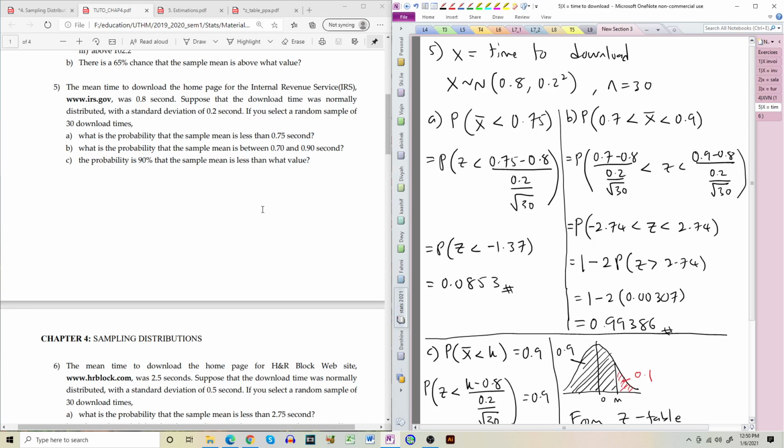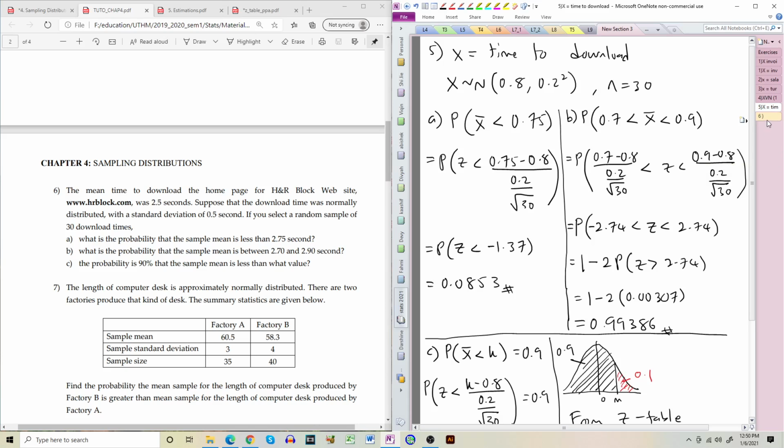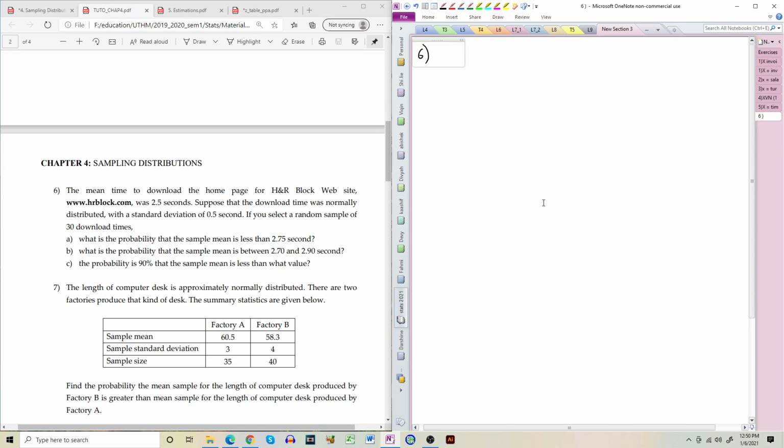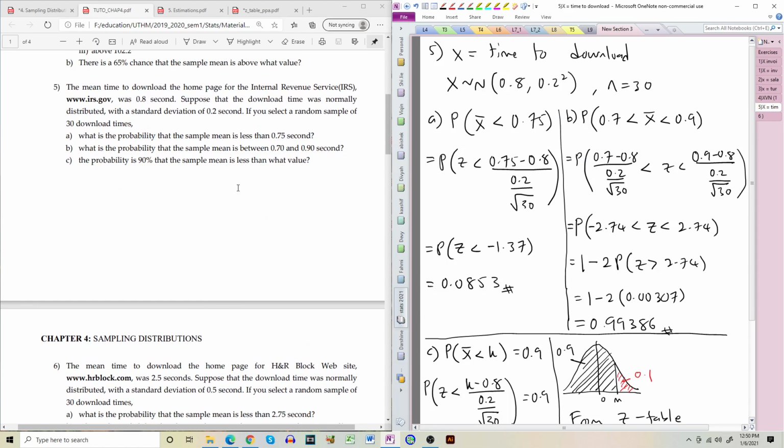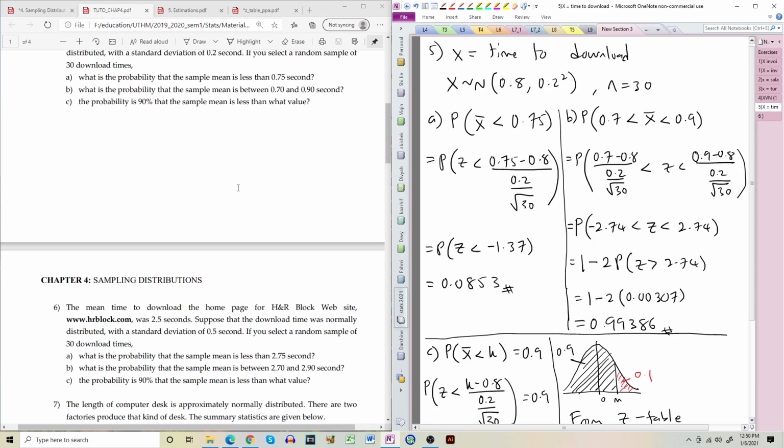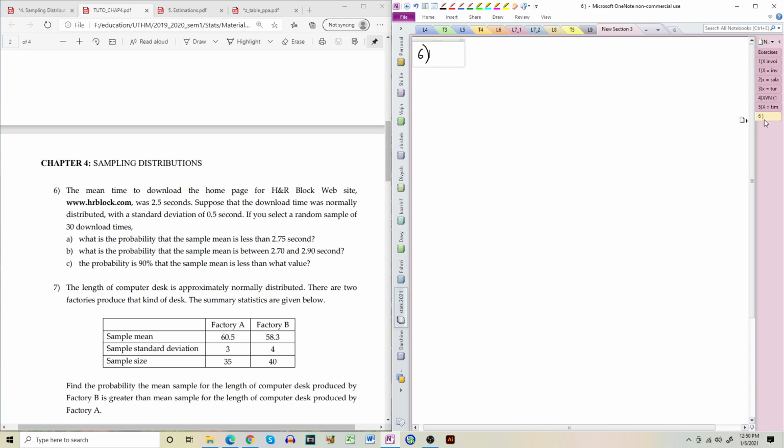Then it's almost the same anyway. Number 6 also mean time to download home page. Number 6 is what? Number 5 is what? Again, it's a home page. Okay, let us do number 6. What is the difference?